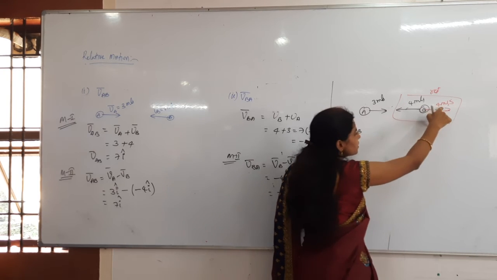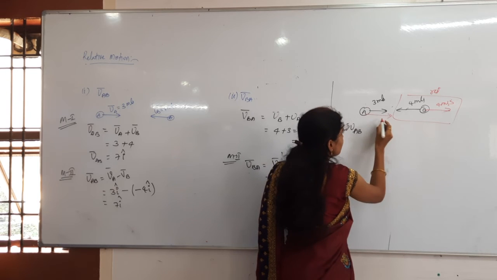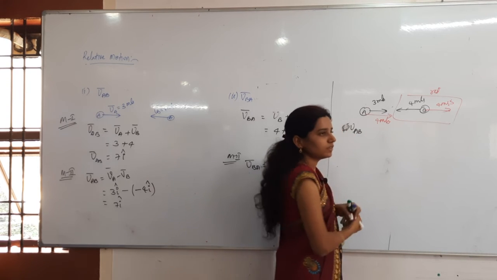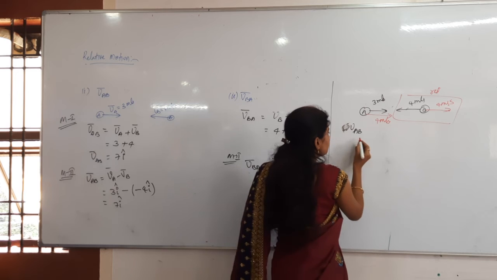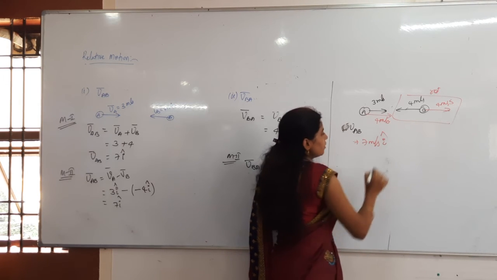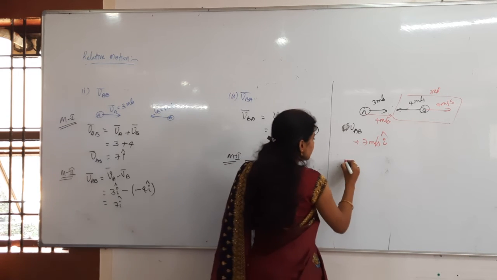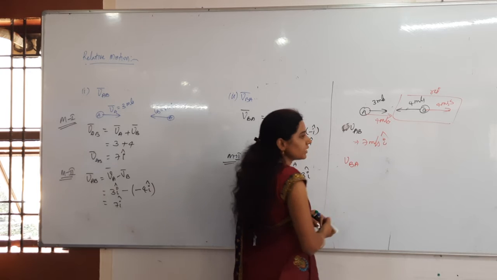If I give the velocity for B, I have to give the velocity for A also. So I have given for A also 4 meters per second. Totally how much? 7 meters per second. In which direction is the total velocity? Along the positive x-axis, 7 i cap. Clear? Then the next case is velocity of B with respect to A.